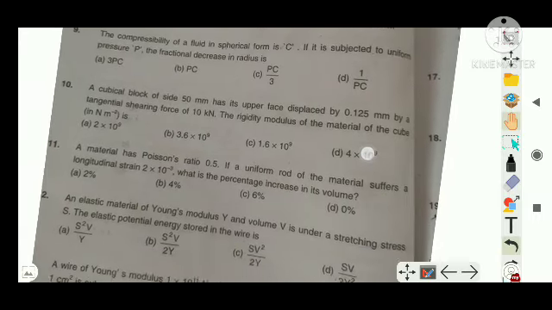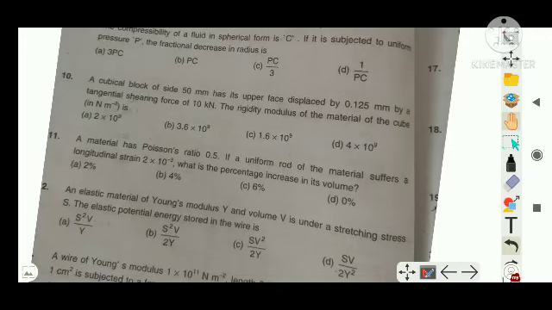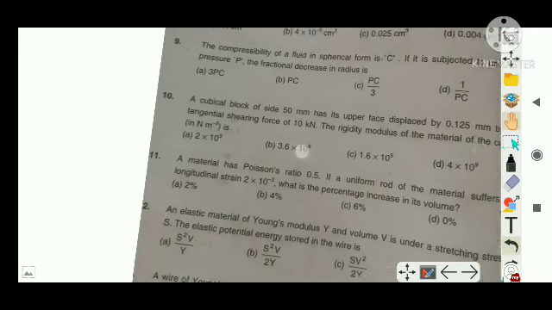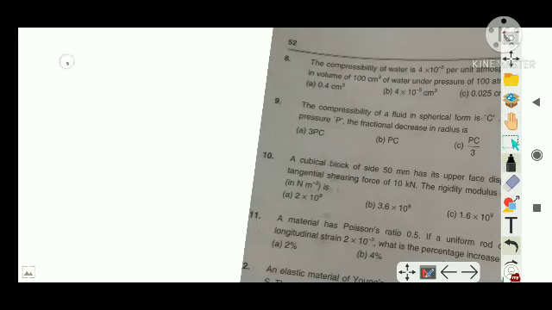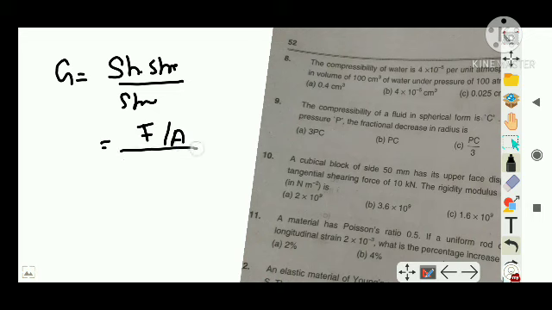Right? Now the 10th question: a cubical block of 50 mm has its upper face displaced by 0.0125 millimeter by a tangential shearing force of 10 kilonewton. The rigidity modulus of the material is being asked, or you are asked the shearing modulus, that is G, that is shearing stress by shearing strain, right? And I've told you shearing stress is force per unit area, and shearing strain I can usually write as tan theta, and I told you that the angle is very small, so I can write it as theta.